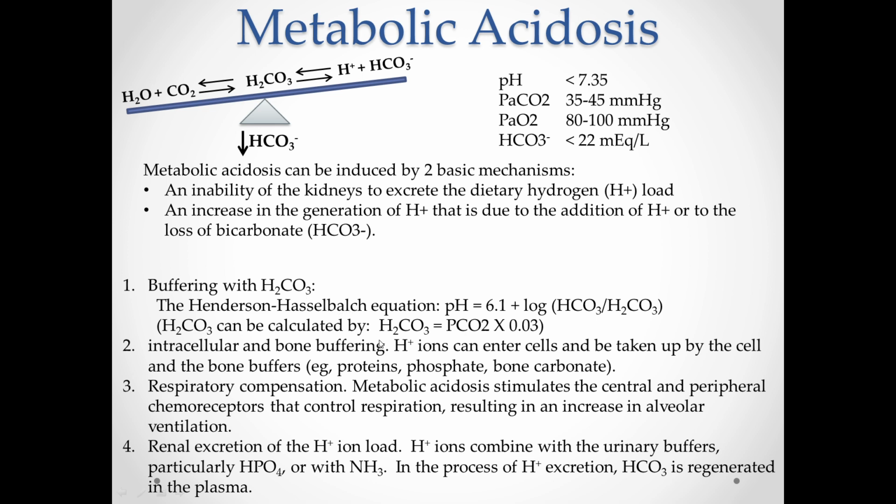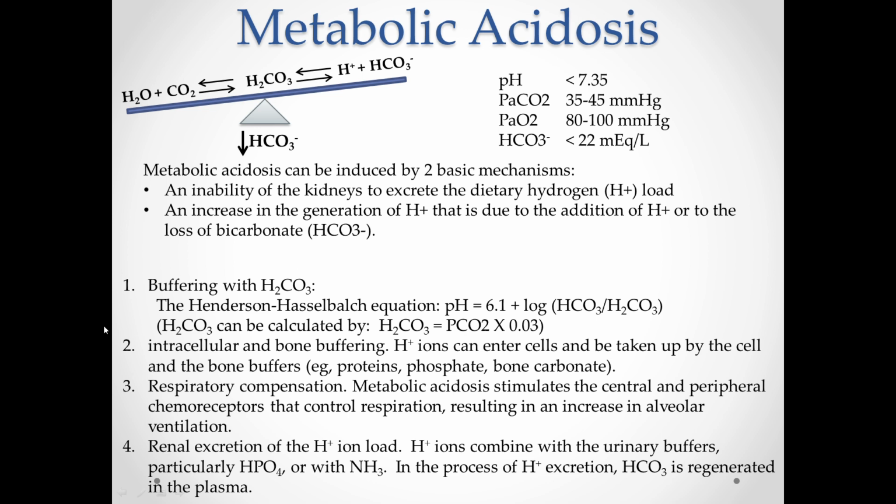To calculate the level of compensation, the Henderson-Hasselbalch equation can be used such that the pH of the overall system equals 6.1 times the log of the bicarb over carbonic acid. This would be the concentrations of both. The carbonic acid can be calculated by this formula. Carbonic acid equals PaCO2 times 0.03. And so this information can be gleaned from a blood gas, or an ABG, in which the values you obtain include the pH, the PaCO2, the PaO2, and the bicarb.